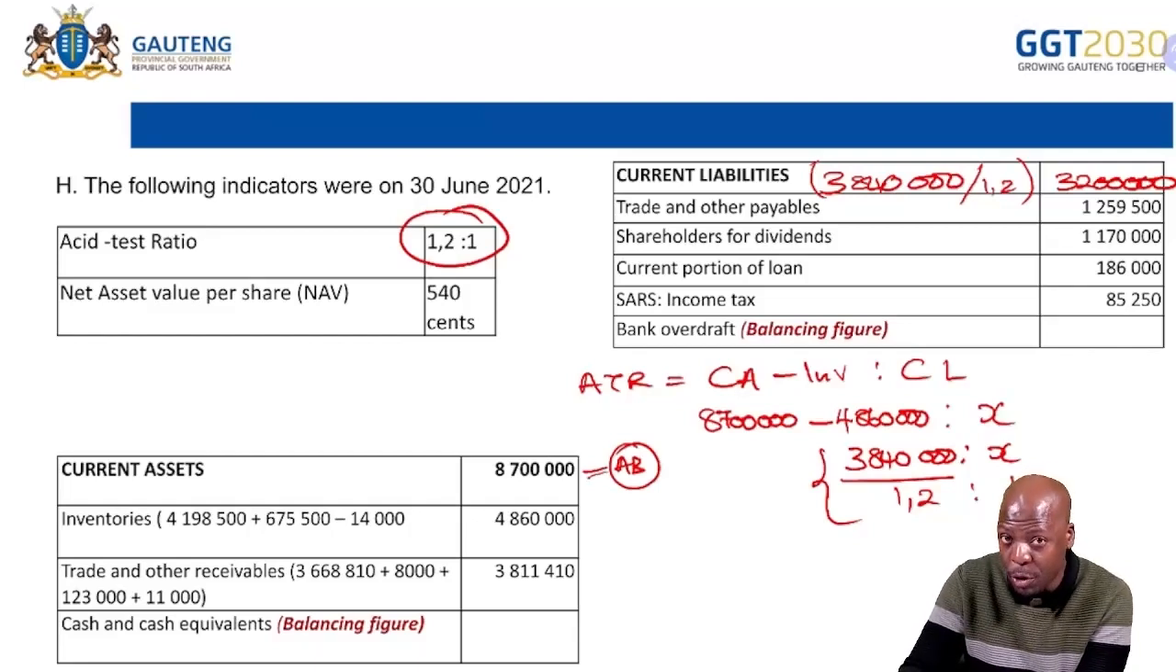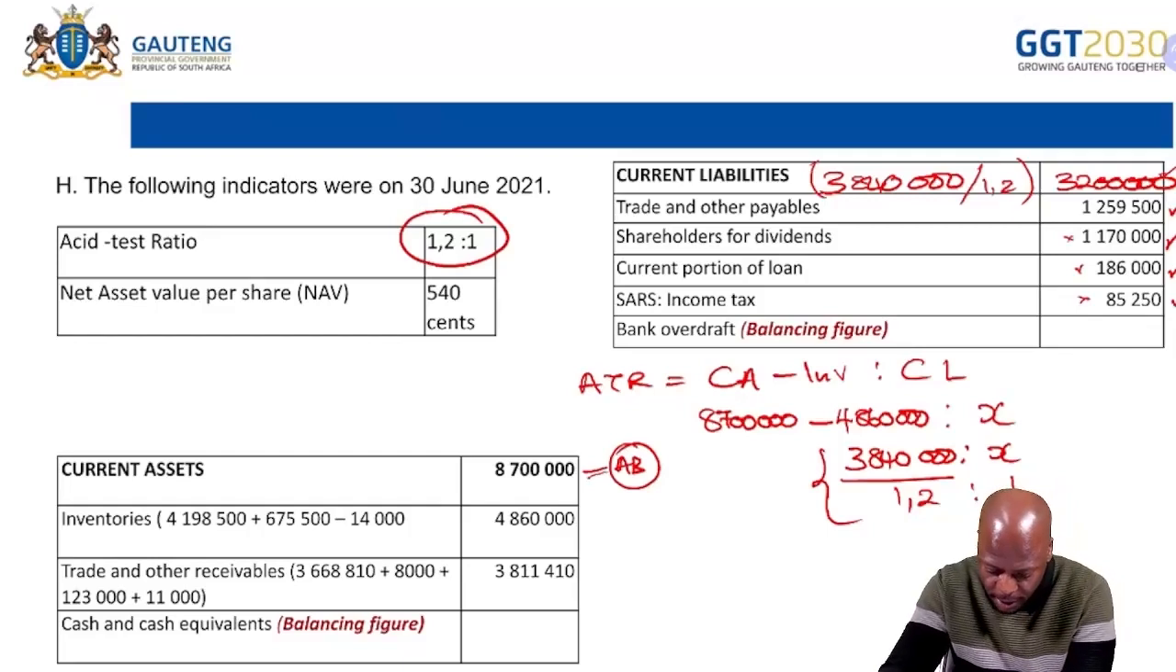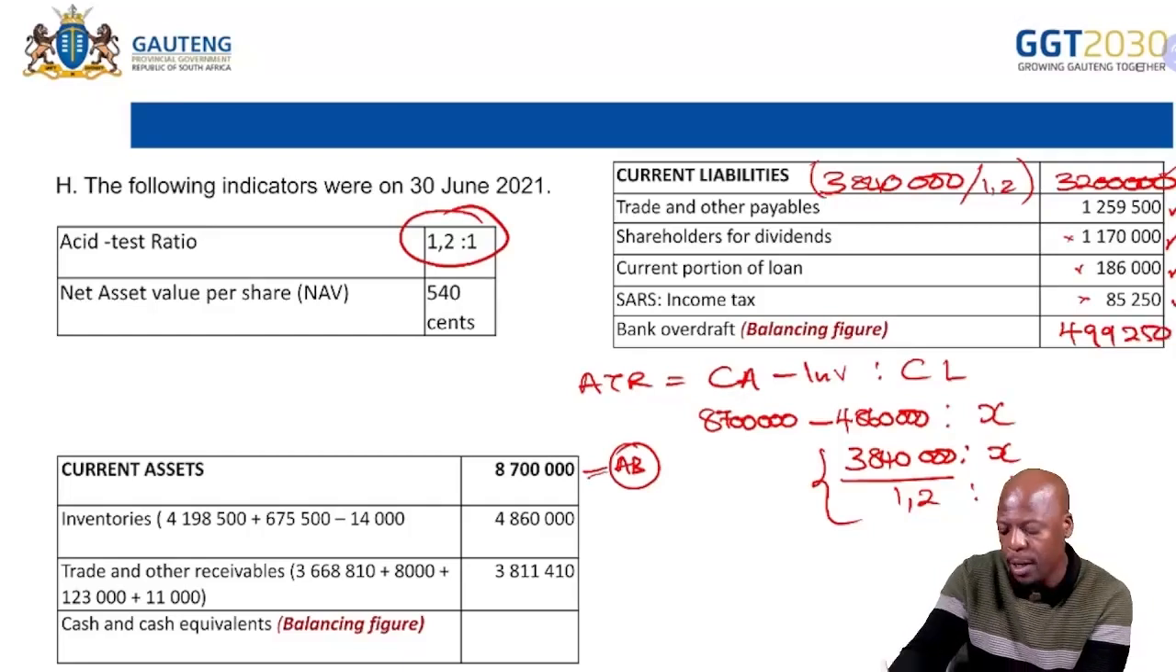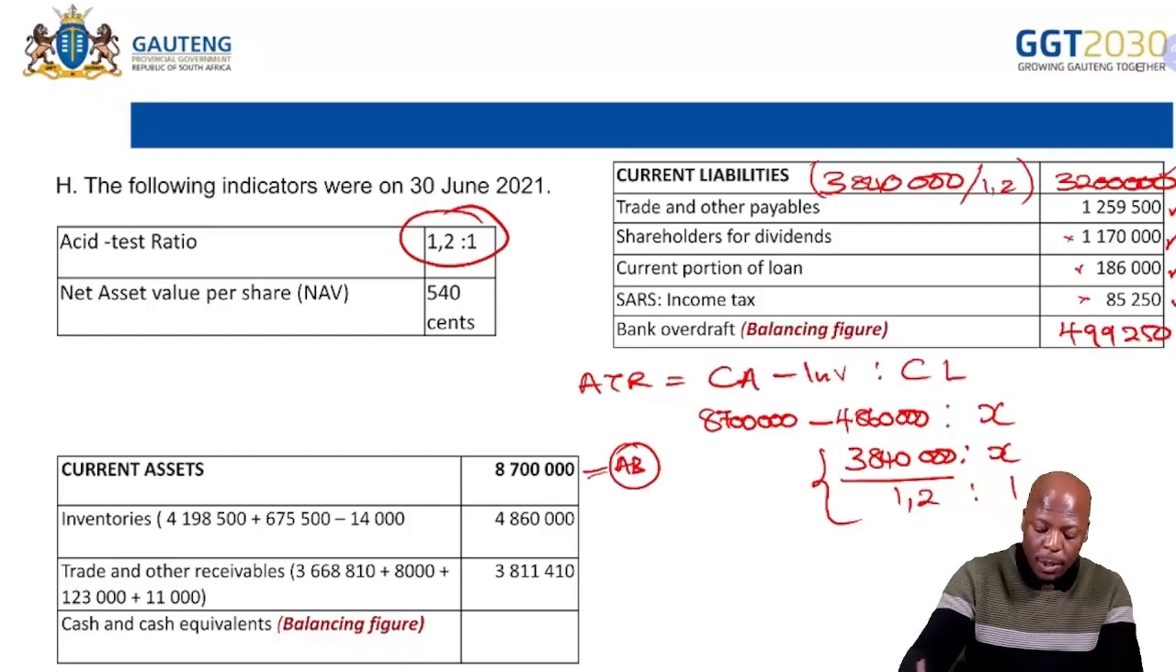You have your 3.2 million on your calculator. Now say 3.2 minus 1,259,500, minus 1,170,000. You still with me? Minus 186,000. Lastly, minus 85,250. Remember, we dealt with all of these ones, and that was our shareholders for dividends. It should then give you your bank overdraft, which is 499,250. Now, I want us to come back now here.